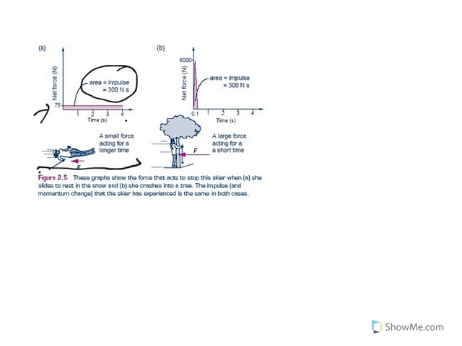Now compare that to, say, when you run into a tree. You're going to stop very quickly, but if the same impulse, or the same change in momentum, occurs, for that to still remain at 300, then what you've got to have is a large force, a force of 6,000 Newton, according to this example here. So that's probably not going to be good for your body. 75 Newton, you're going to be okay. 6,000 Newton, possibly not. It's going to hurt.